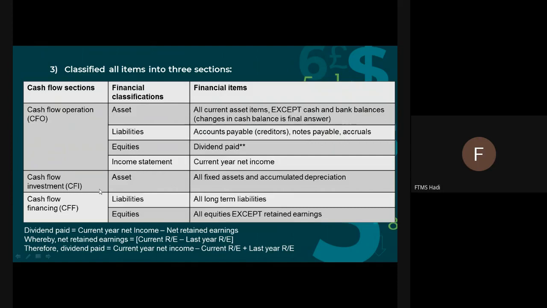Okay, for cash flow from investment, which is CFI, on the asset side, only fixed assets. Fixed assets only you put as cash flow from investing, and depreciation as well. And the last one, cash flow from financing, usually comes from two sources, liabilities and equities. Liabilities: all long-term liabilities or non-current liabilities. And for equities, all equities except retained earnings, because retained earnings will be used to pay dividends.